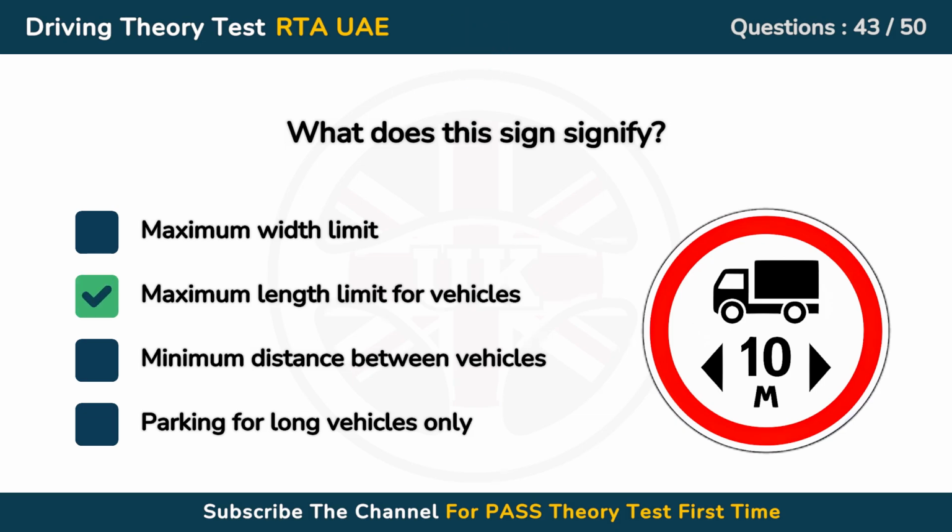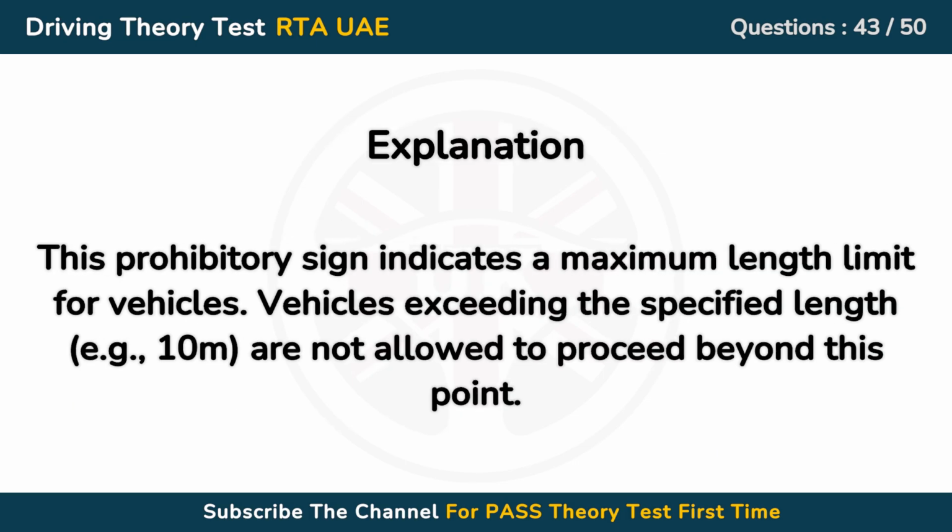Answer is B, maximum length limit for vehicles. This prohibitory sign indicates a maximum length limit for vehicles. Vehicles exceeding the length indicated are not allowed to proceed beyond this point.